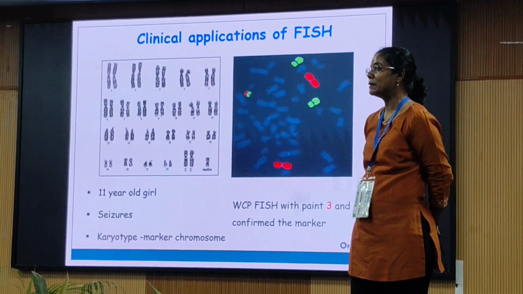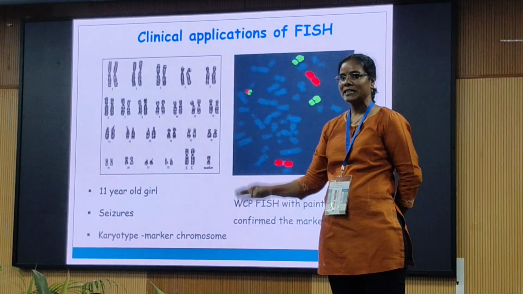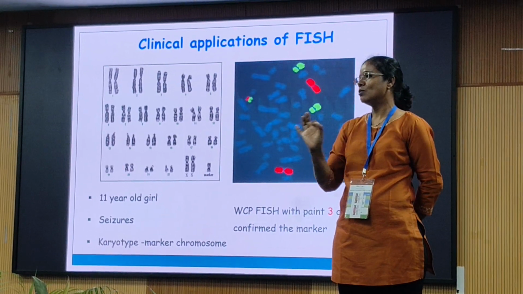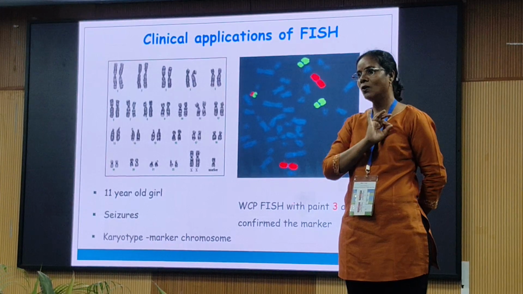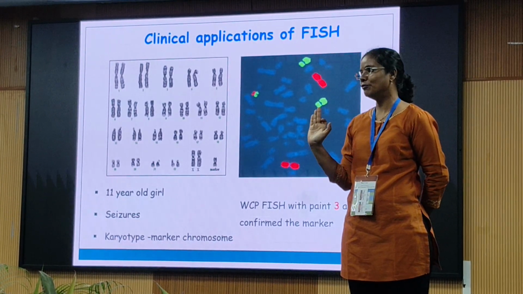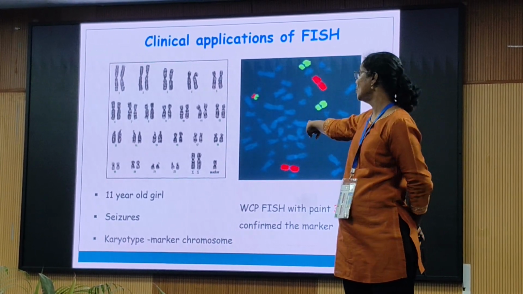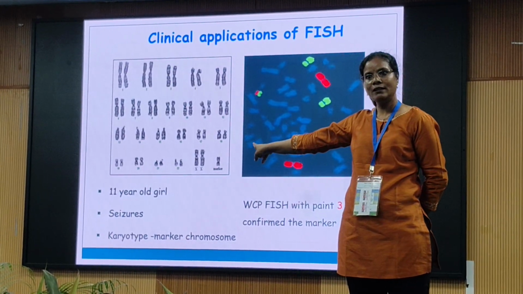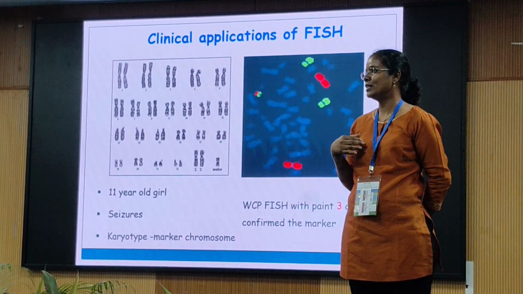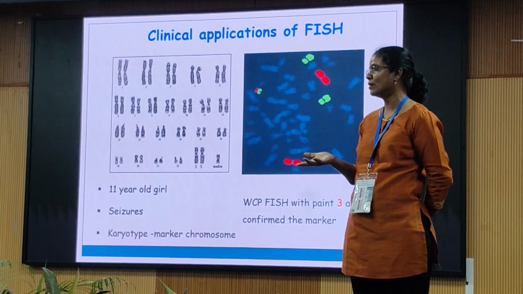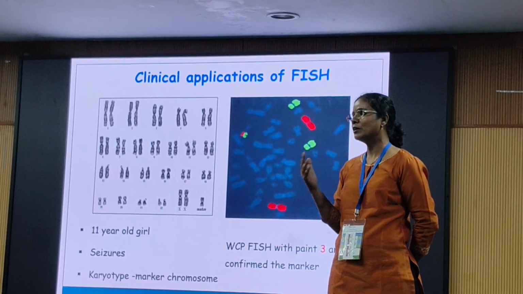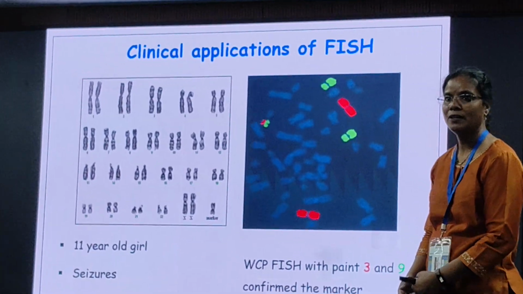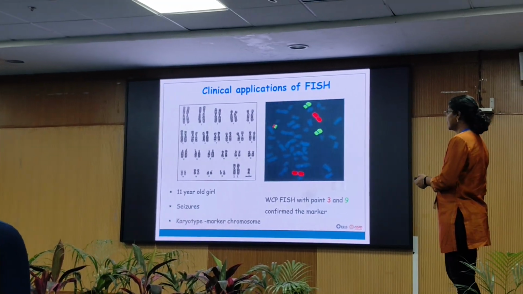There is something called spectral karyotyping, or SKY. So all 24 chromosomes, 22 autosomes, X and Y, will all be colored in different colors. So that will tell you what this is. One test will help you out. So depending upon the availability of the probes and the techniques in your lab, you can go ahead and do those particular techniques to resolve the case.